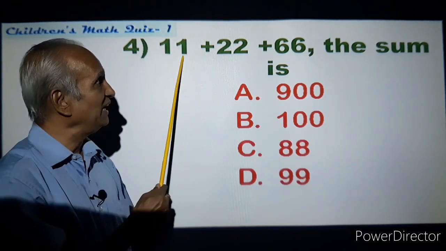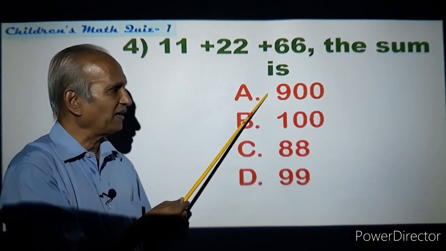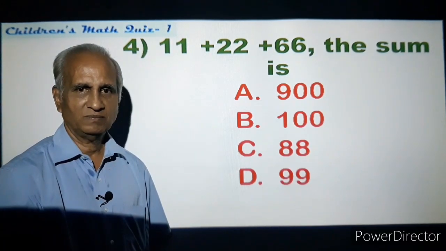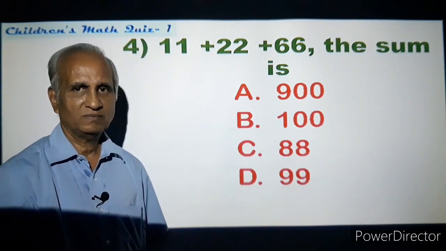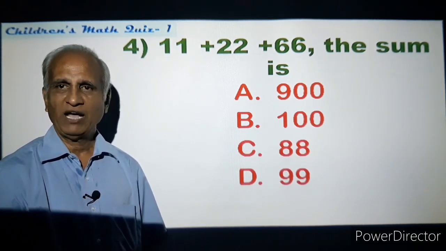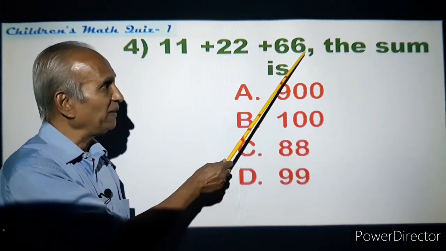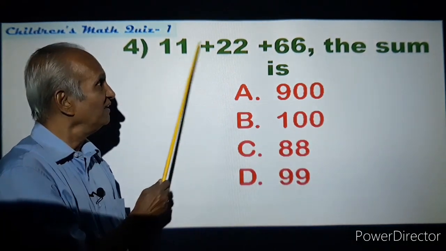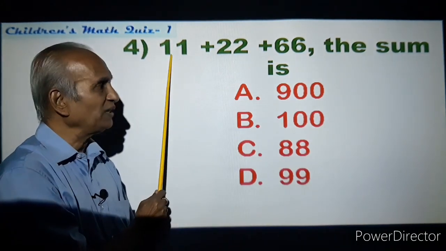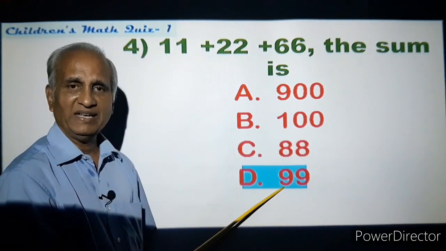Fourth question. 11 plus 22 plus 66. The sum is 900, 100, 88, 99. Again, you have to apply the skill. You need not do the entire problem. At the units place, 6 plus 2, 8, 8 plus 1, 9. The same numbers repeat in the tens place. So the answer has to be 99. D is the answer.